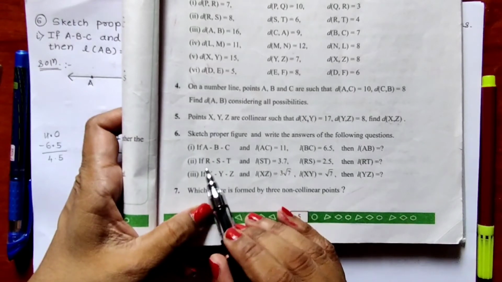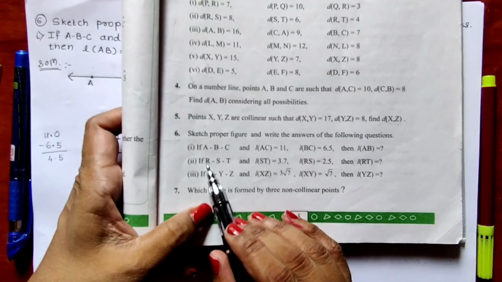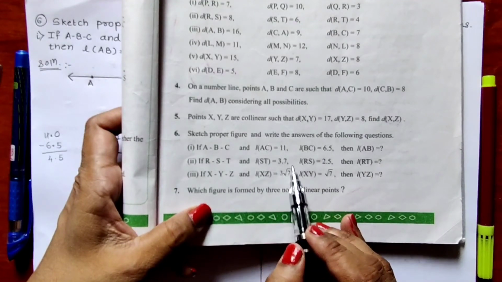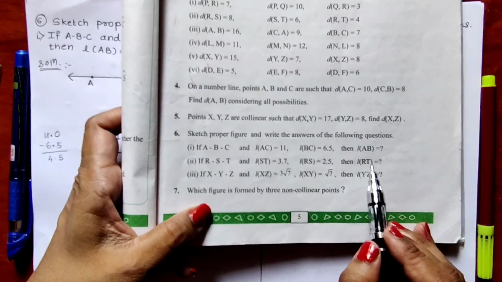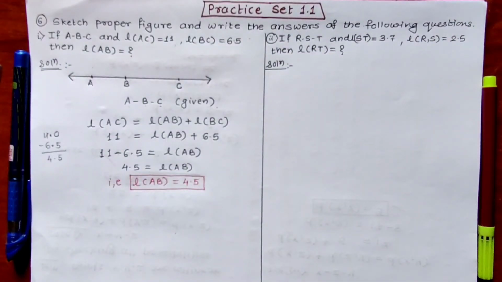Now the second sum: R dash S dash T, that means point S is in between point R and T. Length ST is given as 3.7, RS is 2.5, and RT we have to find out. So let us first draw the figure.